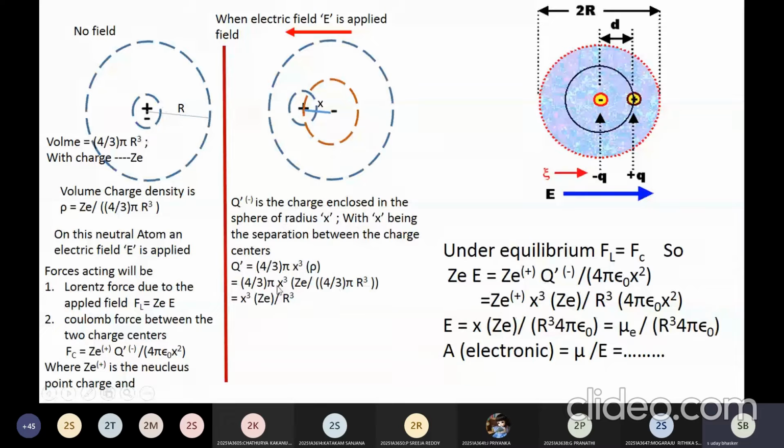4 by 3 pi. Okay, so x cube ZE by r cube, nothing, right? So that is the charge enclosed in this sphere. Okay, very good, sir. You calculated the charge enclosed in this sphere.